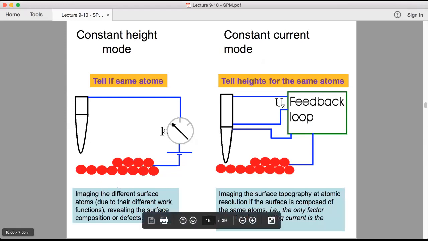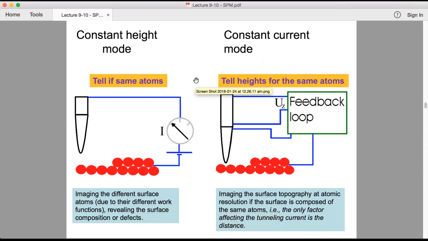Now, in the constant height mode, imaging the different surface atoms, due to their different work functions, will reveal the surface compositions and defects. But in the constant height mode, it is very important for you to have a very smooth, homogeneous surface. Even though it consists of different materials, like different atoms distributed in different locations, that's okay.